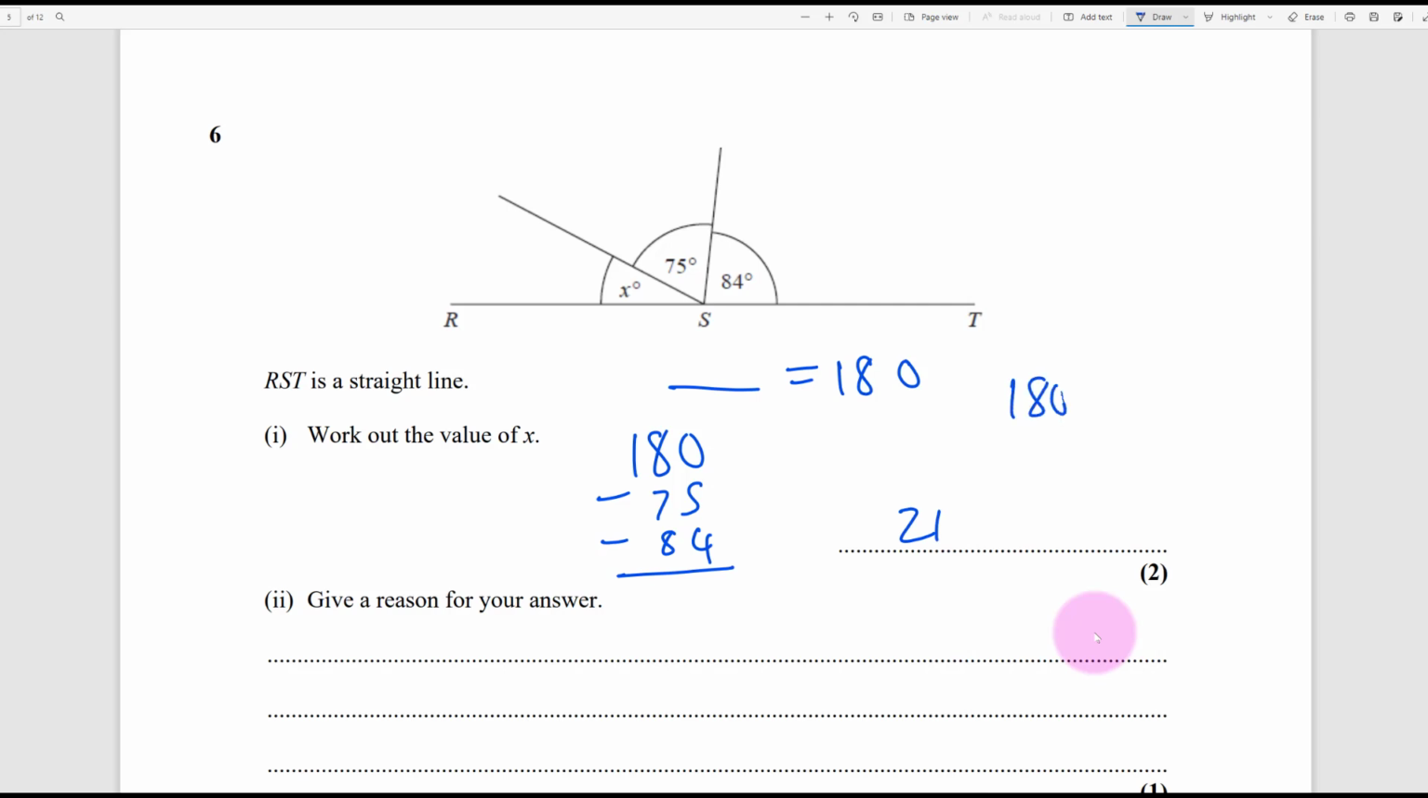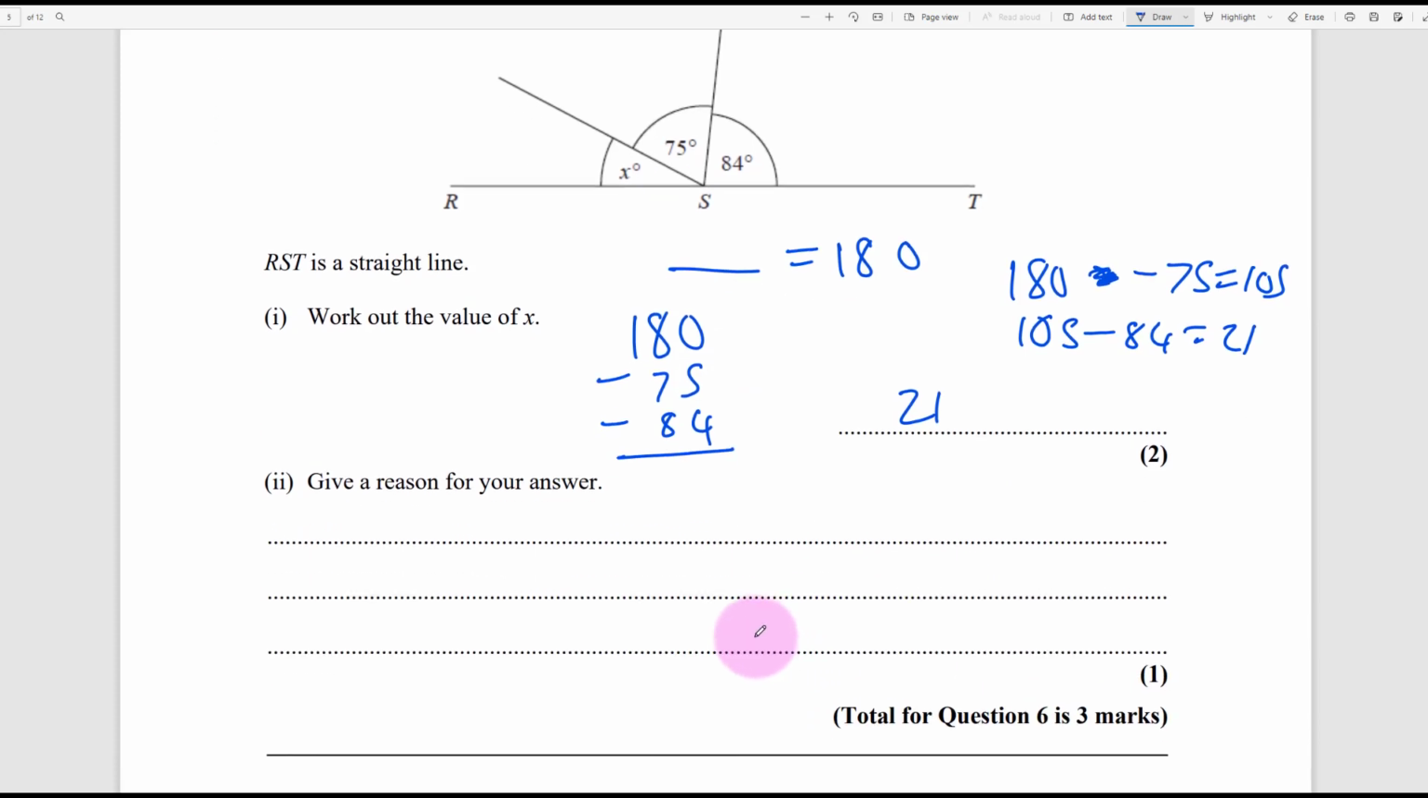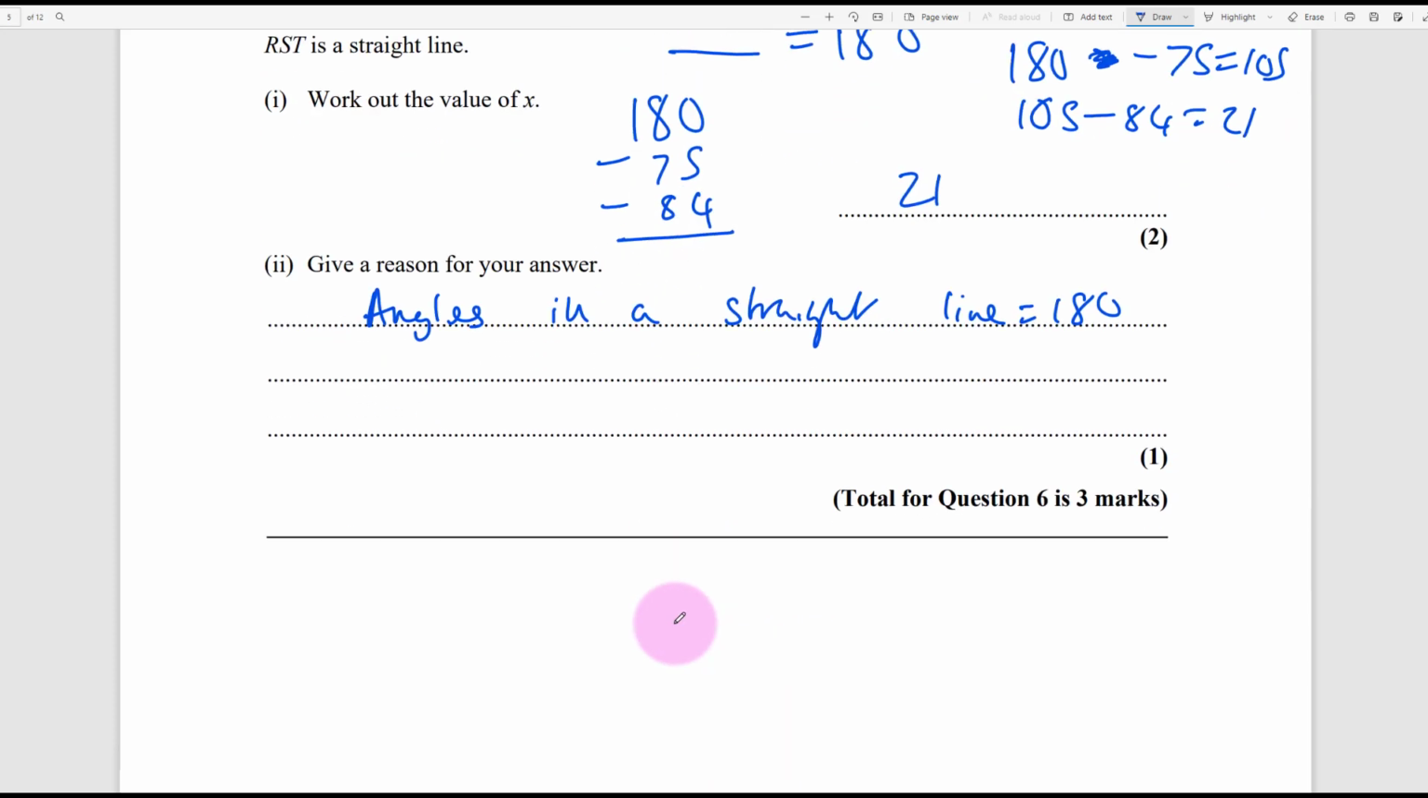To be safe, you could show each stage of your working. 180 minus 75 equals 105. 105 minus 84 equals 21, just to make sure you get your method marks. Give a reason for your answer: because angles in a straight line equal 180, and I subtract those two angles to find x.